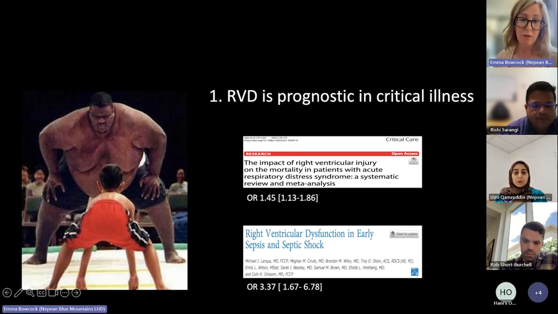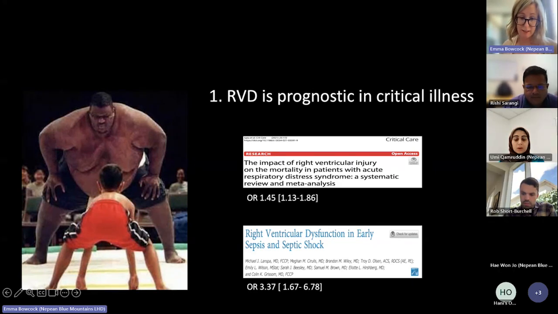And I'm sure you're familiar with publications like this in sepsis and ARDS, where the odds of mortality with RV dysfunction are significantly higher than those without RV dysfunction. So it's now acquired the name of the people's ventricle, or the intensivist ventricle. We claim it more for ourselves.